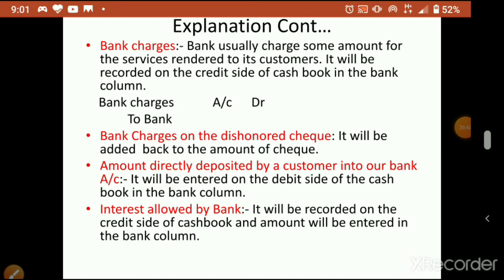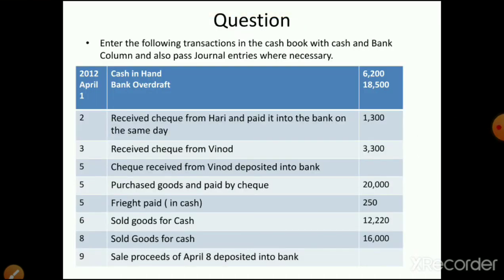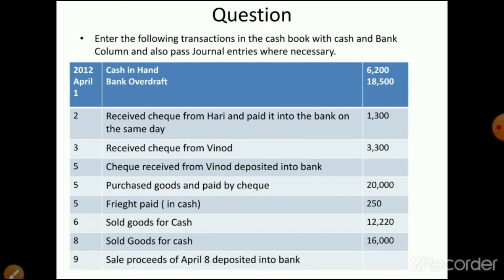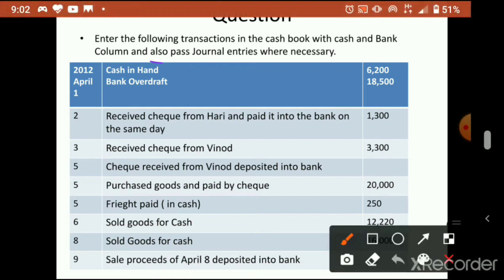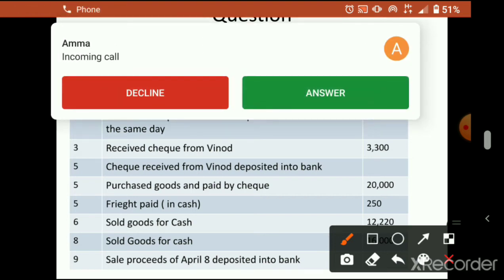Okay, now we'll go to a question. This question is also a little big, so that I can cover almost all types of transactions. Enter the following transactions in the cash book with the cash and bank column, and also pass journal entries where necessary. So first you enter in the cash book, but some items are not allowed to enter in the cash book because cash or bank is not involved, like the endorsement I told you. For that you can pass a journal entry. That is why it is given: also pass journal entries wherever necessary.